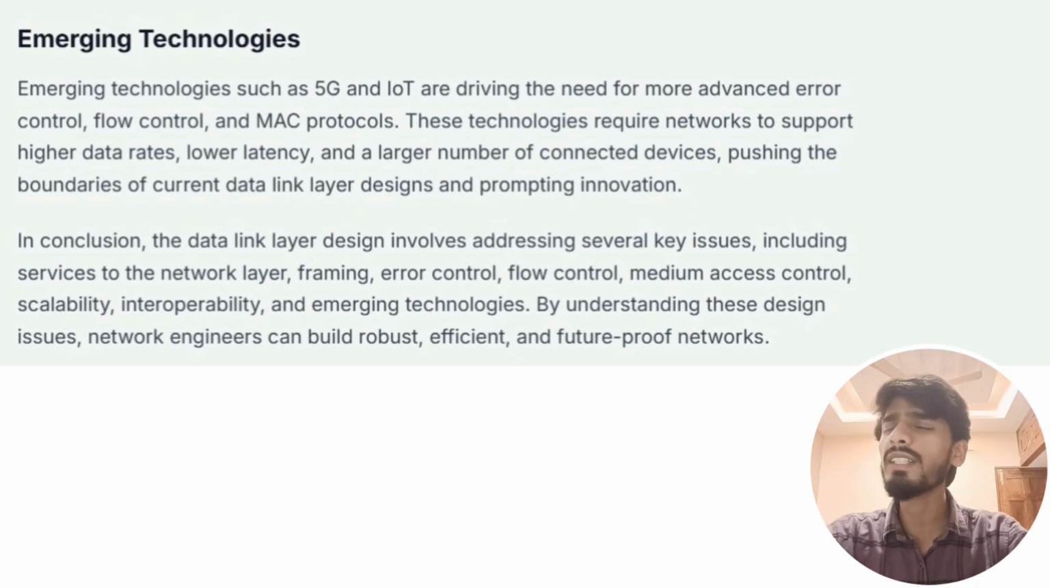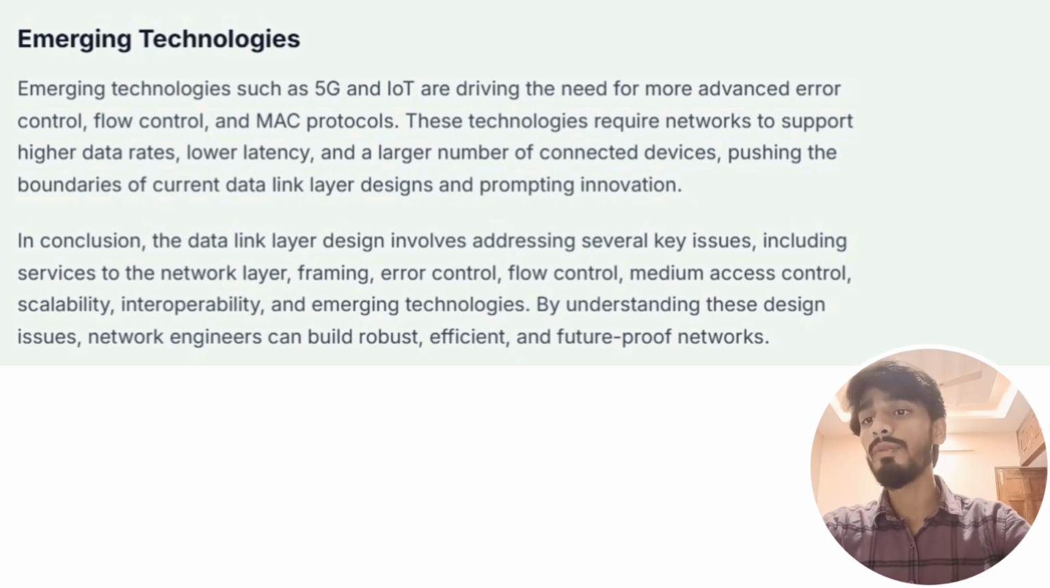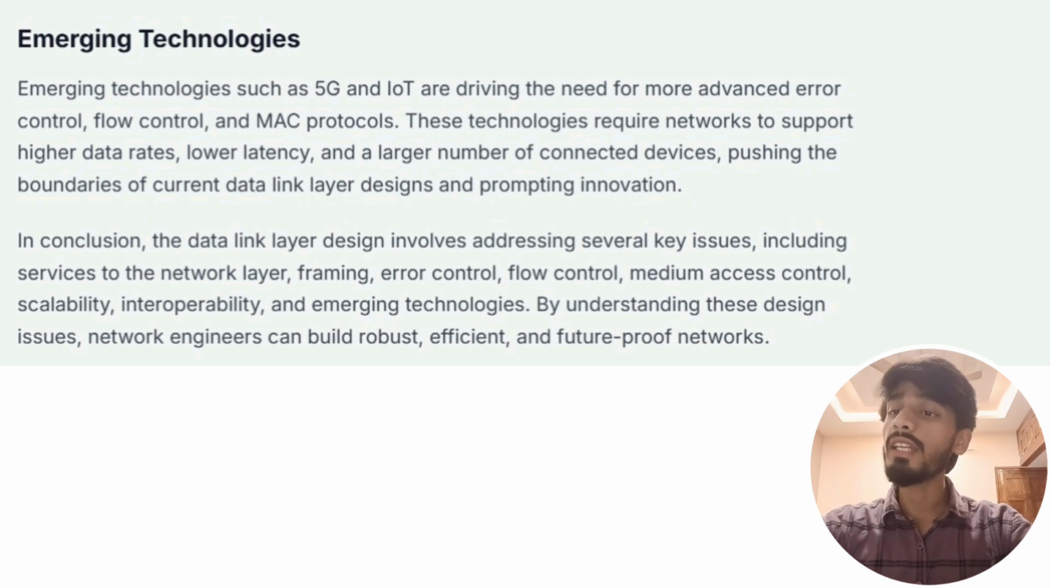Emerging technologies. Emerging technologies such as 5G and IoT are driving the need for more advanced error control, flow control, and MAC protocols. These technologies require networks to support higher data rates, lower latency, and a large number of connected devices, pushing the boundaries of current data link layer designs and prompting innovation. In conclusion, the data link layer design involves addressing several key issues, including services to the network layer, framing, error control, flow control, medium access control, scalability, interoperability, and emerging technologies. By understanding these design issues, network engineers can build robust, efficient, and future-proof networks.